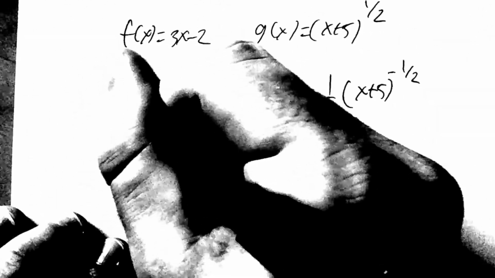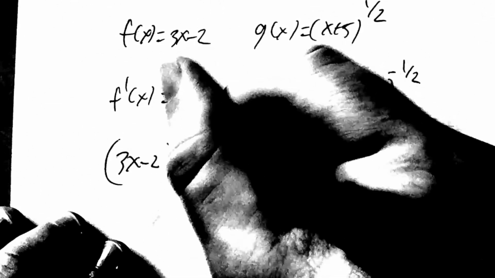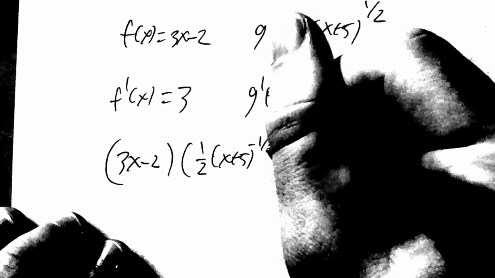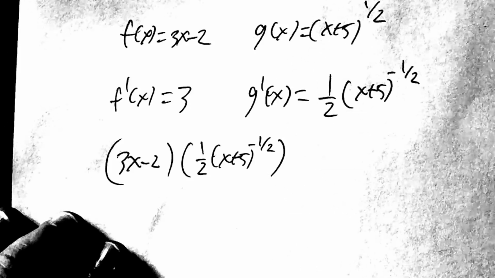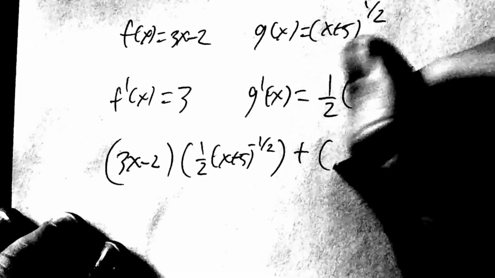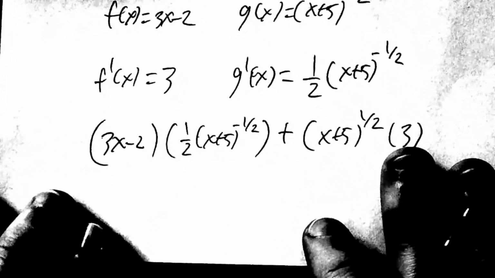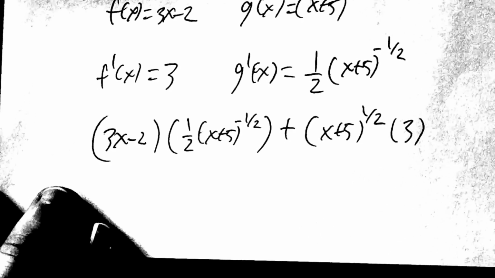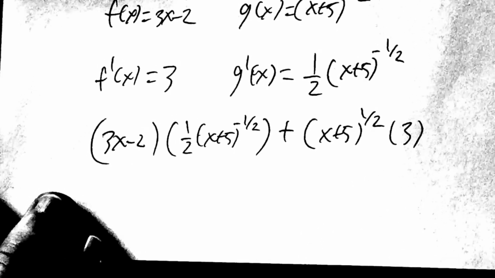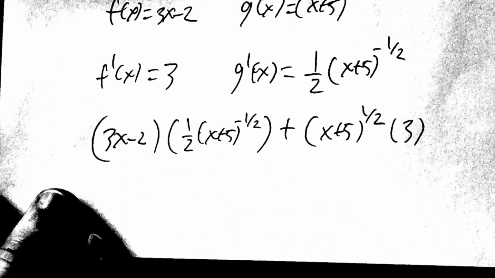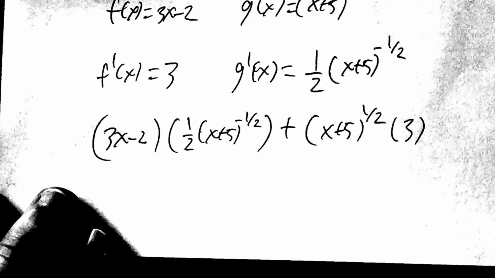Left d right plus right d left, so it's going to be 3x minus 2 times 1/2 x plus 5 to the power of negative 1/2, plus x plus 5 to the 1/2 times 3. And this is fine. Again, I've said this before, that on the AP test or on a content, usually the multiple choice is in the simplified version, so it's helpful to understand what that looks like. And just for the sake of it, I'll show you.